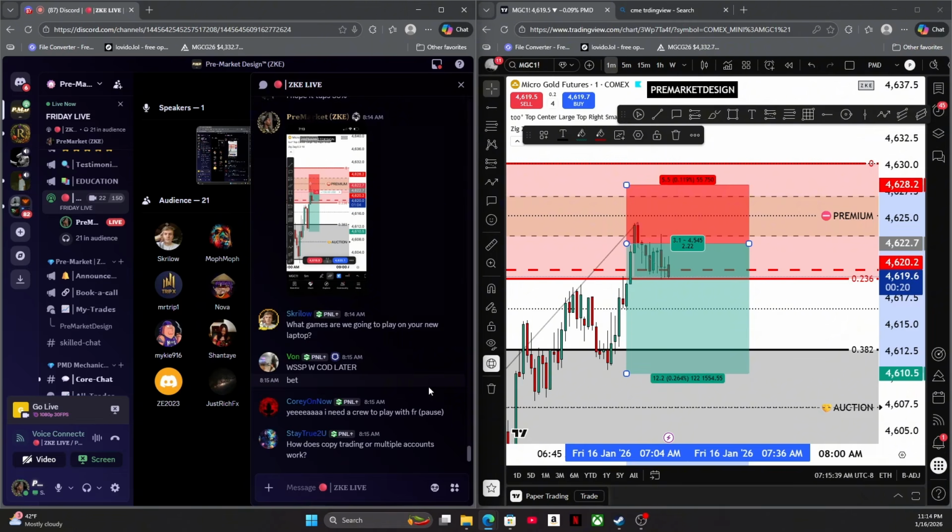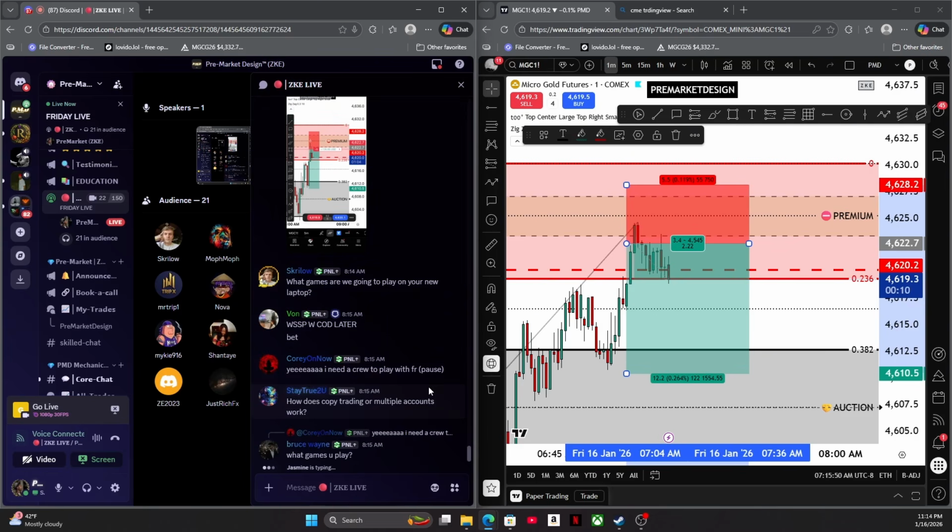How does copy trading multiple accounts work? You buy multiple accounts, then you go inside the settings of your account and you make one of them the leader, and the other, however many you have, will just follow it inside of Top Step.